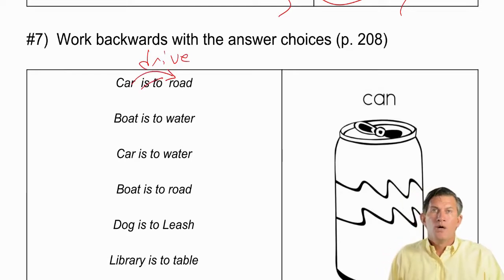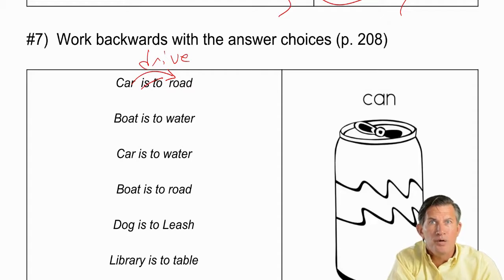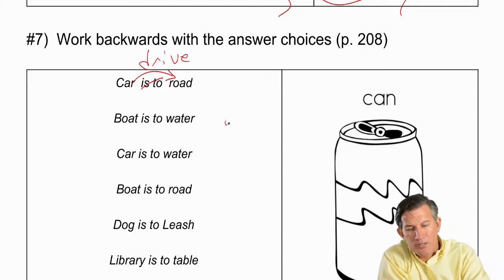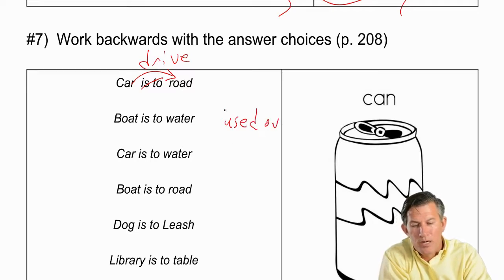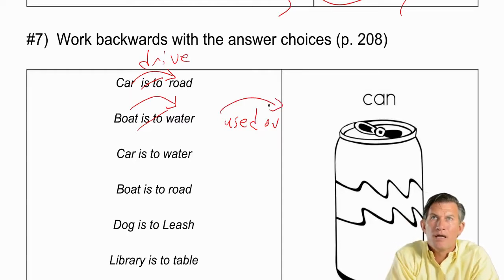Never say "is to." Okay? Is a boat related to water? Well, I should hope so. The use of a boat is transportation on the water. Okay? "Is used on," this is one to three words. A boat is used on water. Hopefully. Okay?